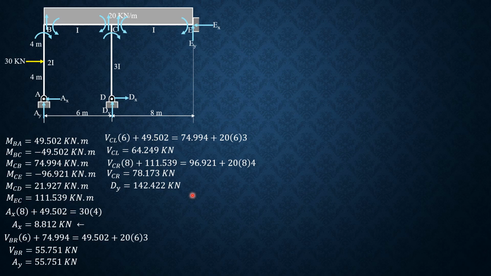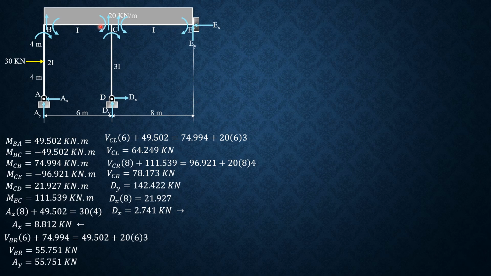So therefore 64.249 plus 78.173 is 142.422 kilonewtons. So finally for EY, we have Dx. Summation moment C considering this column here, Dx times 8 then equals this moment here, which is moment CD, 21.927. So Dx therefore is 2.741 kilonewtons rightward.